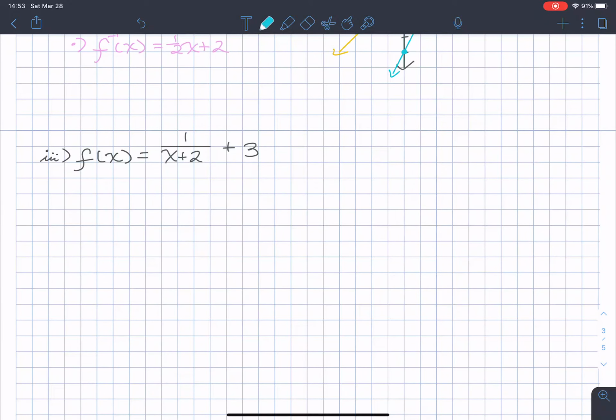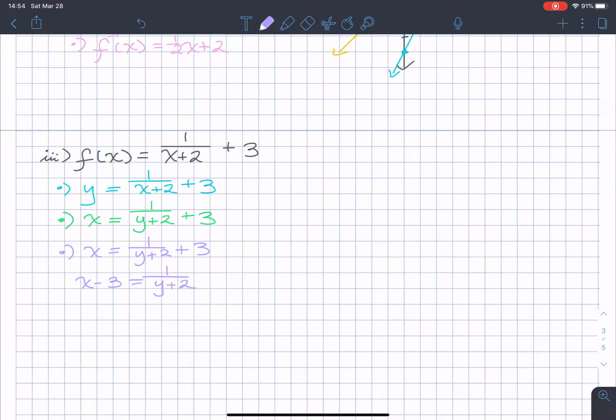Okay, so first we write this as y is equal to 1 over x plus 2 plus 3. Then second step, I'm going to swap x and y. So x is equal to 1 over y plus 2 plus 3. The next step, I'm going to solve for y. So let's go ahead and subtract 3: x minus 3 is equal to 1 over y plus 2.